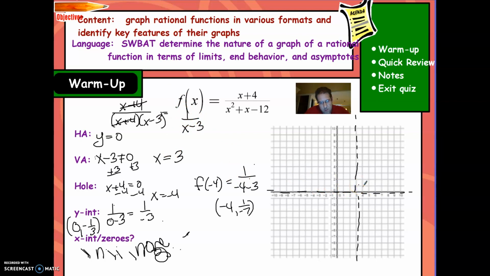Let me also plot the hole before I go any further. So where was the hole? The hole was at negative 4, negative 1/7, which would be about right there. So something like that. It's also going to hit right there, and then no hole on this side. So it's only got two domain values that it can't be, which are the vertical asymptote and the hole itself.